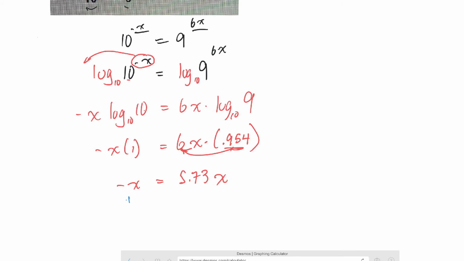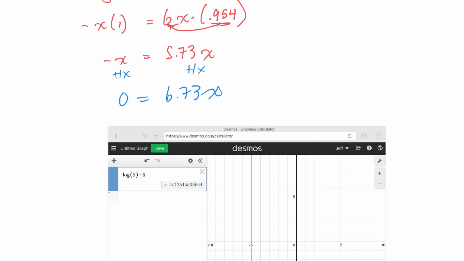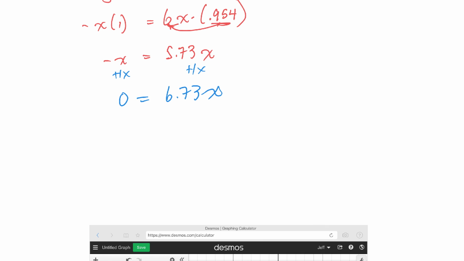Now to solve this, I need to get x's together. So I'll add x to this side, add 1x to this side. On the left side, this would be 0 is equal to 6.73x. And then to solve for x, I'll divide both sides by 6.73. So 0 divided by 6.73 is 0. All right, hopefully that helps you with that one. It's too bad it doesn't come out to a different kind of number, but that's how you do that one.